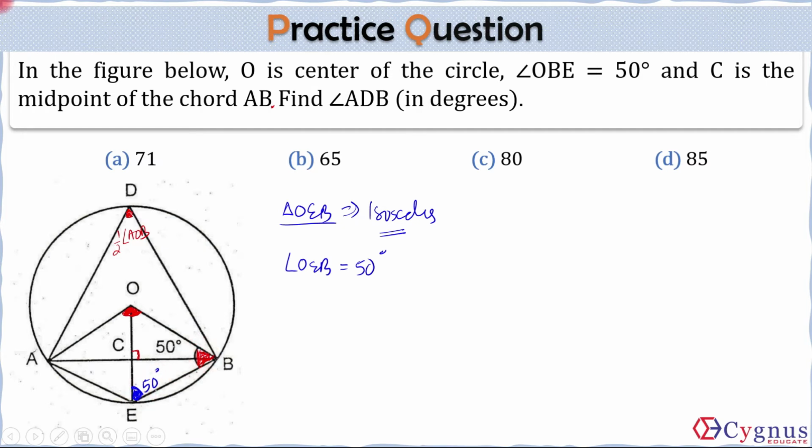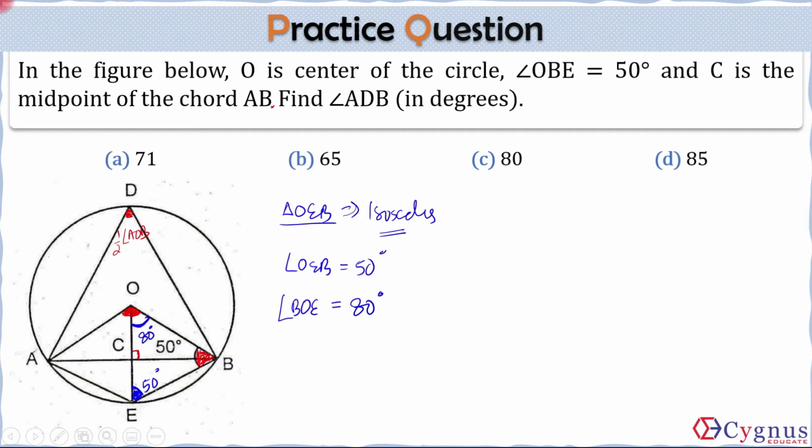So now if we consider triangle OEB, the sum of all the angles should be 180 degrees. Out of which these two angles are 50, 50, 100. That means angle BOE will be equal to 180 minus the sum of these two angles. 180 minus 100 is 80 degrees. So angle BOE will be 80 degrees. This angle will be 80 degrees over here.